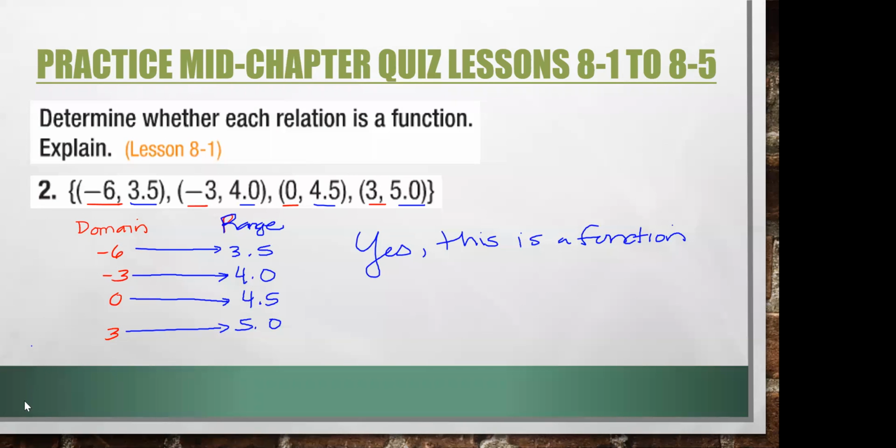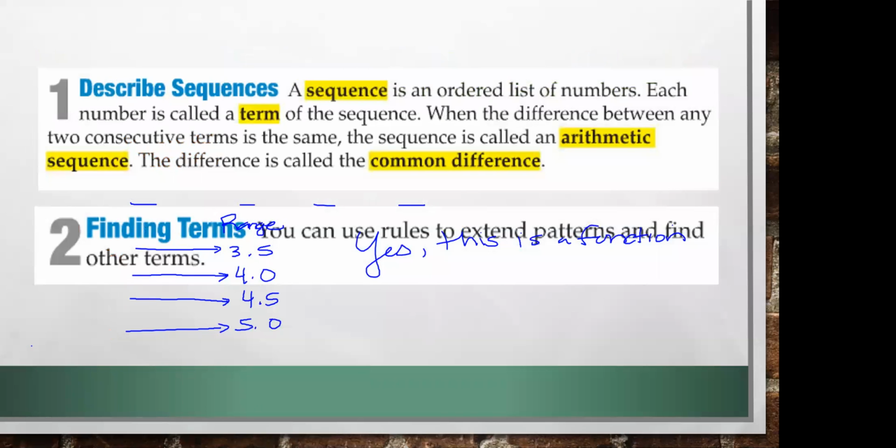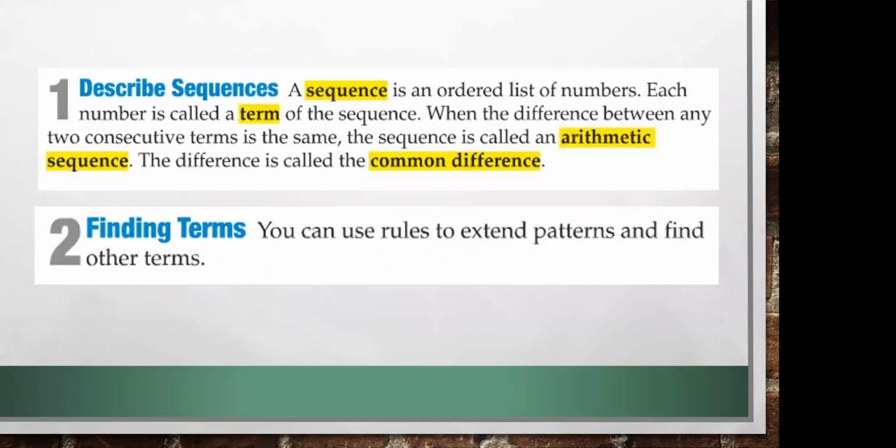All right, let's look at the next section. The next section talks about describing sequences. A sequence is an ordered list of numbers. Each number is called a term of the sequence.